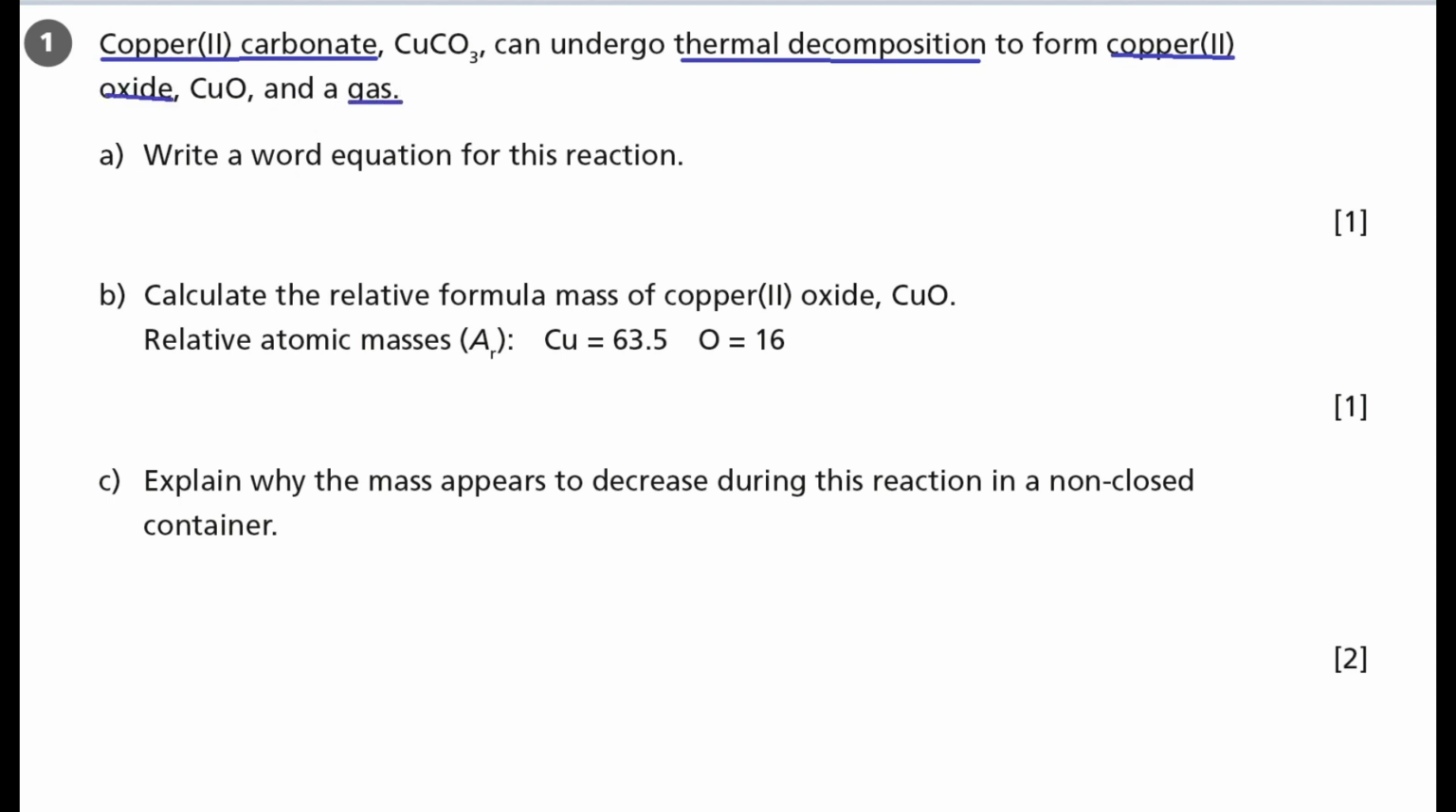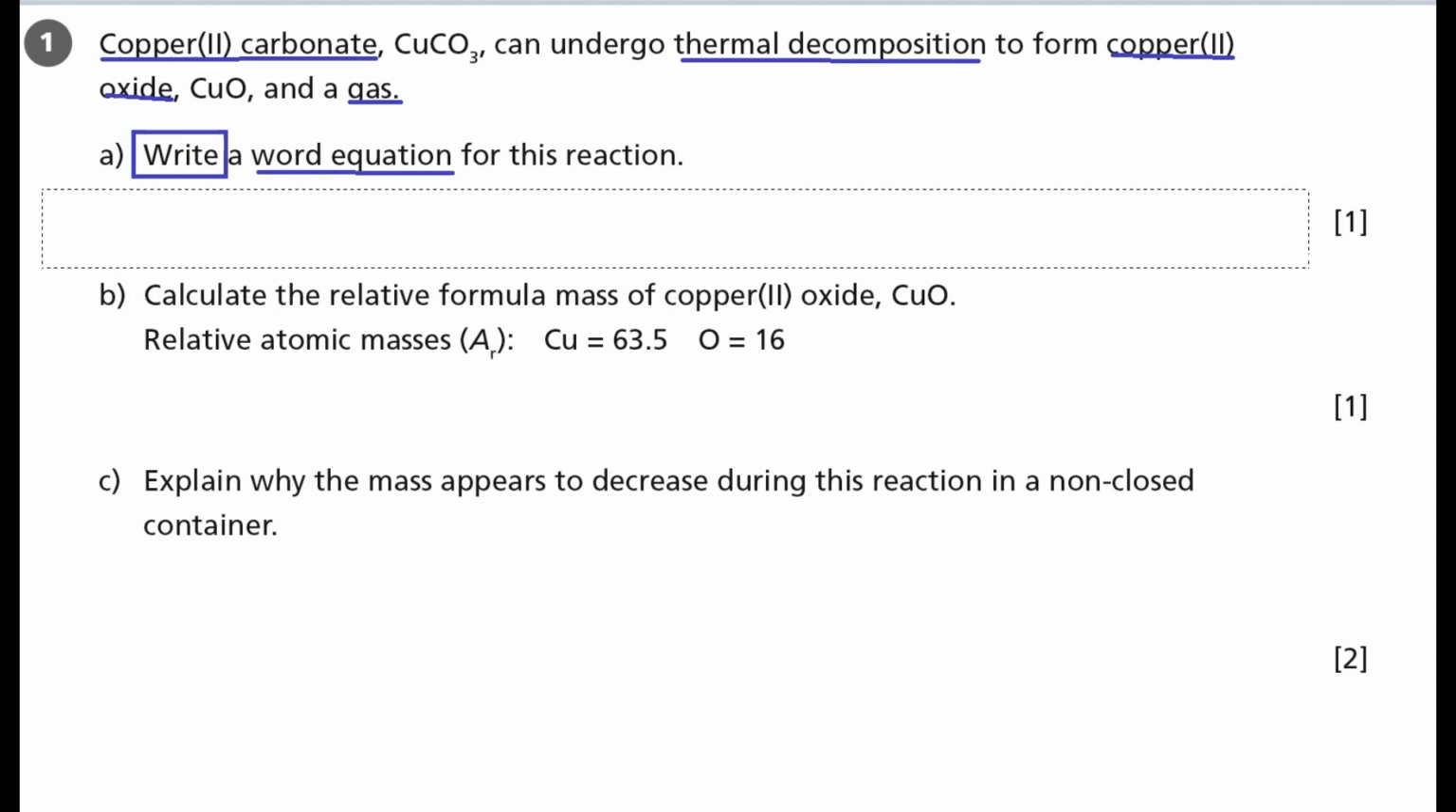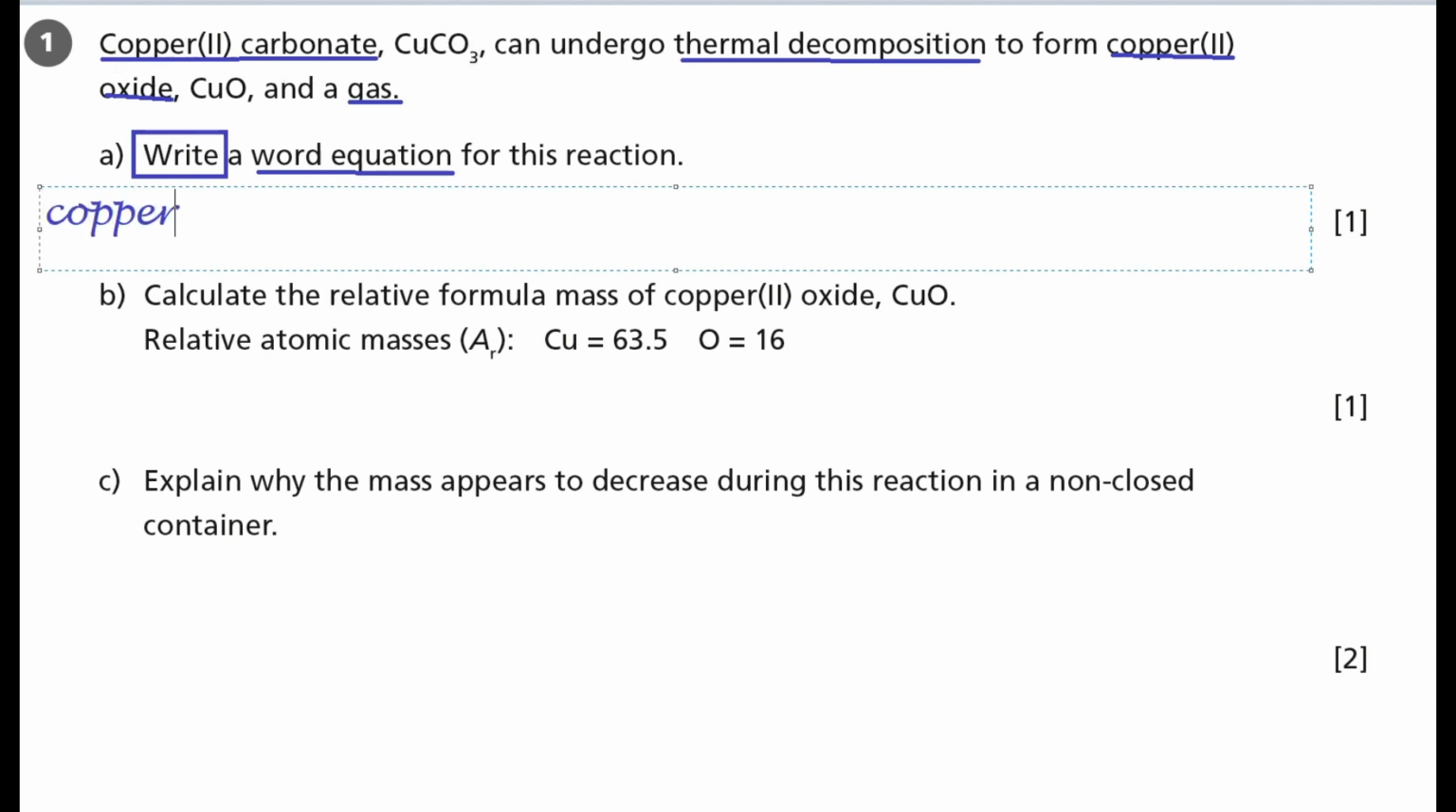Let's look at part A together. Write a word equation for this reaction. Write is the command word. And remember, this needs to be a word equation, so we don't want the formulas, we just want the names of the chemicals. So when we write the word equation, we start with the reactants, go to an arrow, and end with the products. Looking at the rubric, we can see that the reactant is copper 2 carbonate. Now the 2 is important because it tells me that the copper makes a 2+ ion.